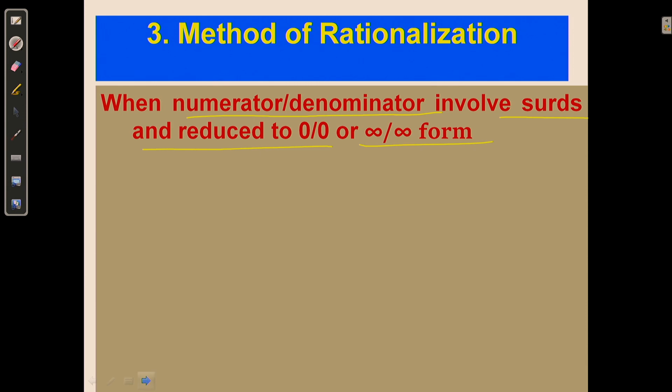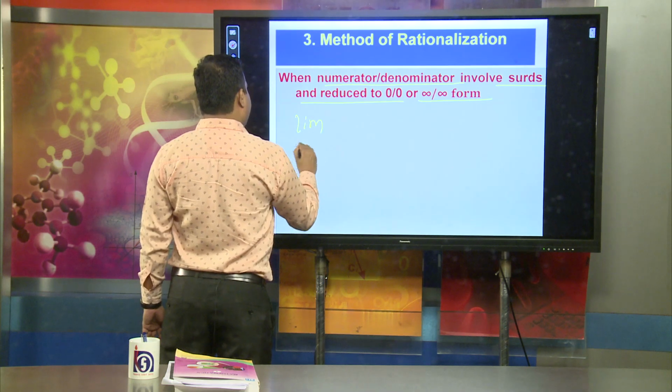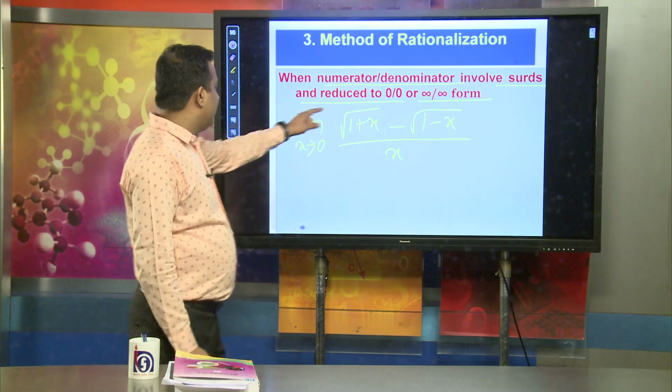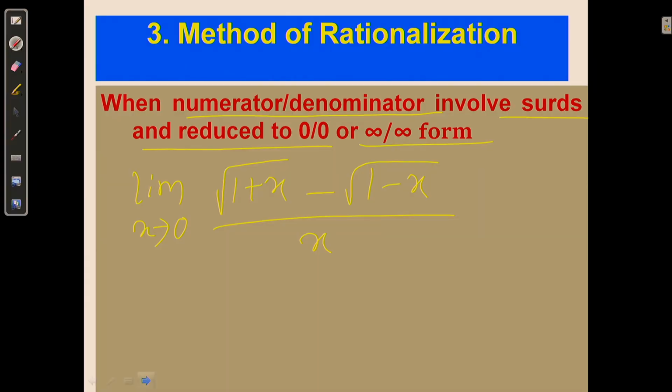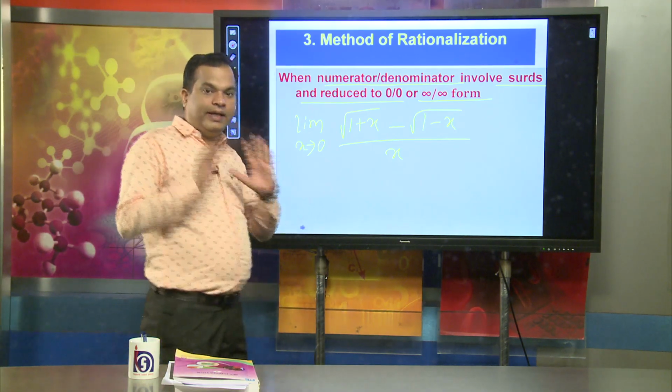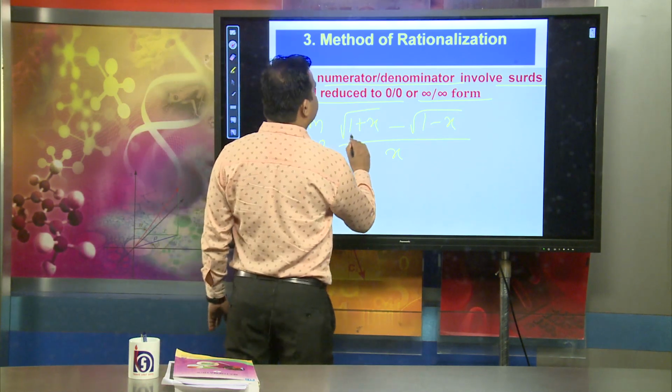For example, suppose I would like to take the limit as x tends to 0 of square root of 1 plus x minus square root of 1 minus x, divided by x. That means square root of 1 plus x minus square root of 1 minus x divided by x. How can we find the value of this function? Here we know that this is in the form of a square root.